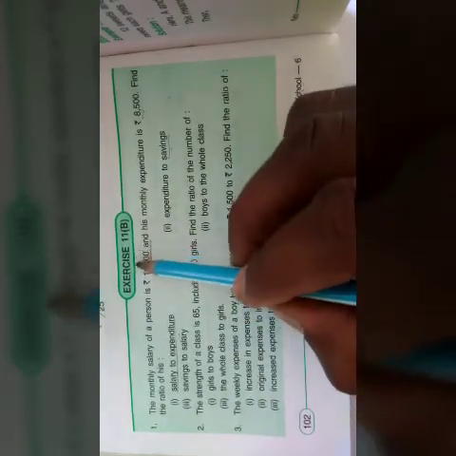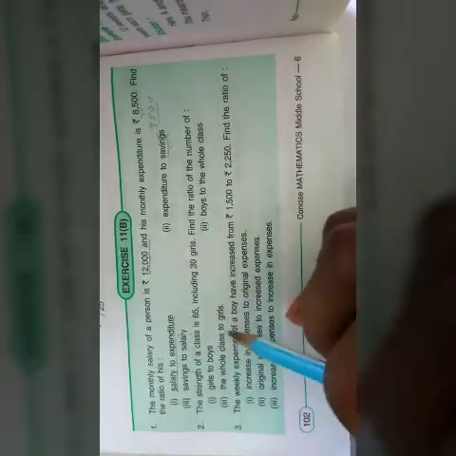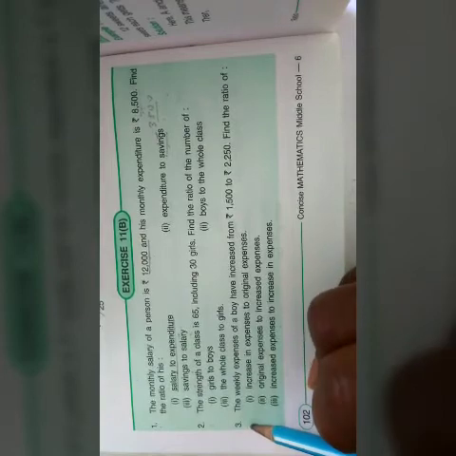Saving means the difference between earning and expenditure. When we subtract 8,500 from 12,000, 3,500 will be the saving. So expenditure to saving, and saving to salary, means 3,500 to 12,000. These answers we have to find out. Question number 1 we will solve here. Questions 2 and 3 are similar, so we will solve the third question. The second question you will solve by yourself.